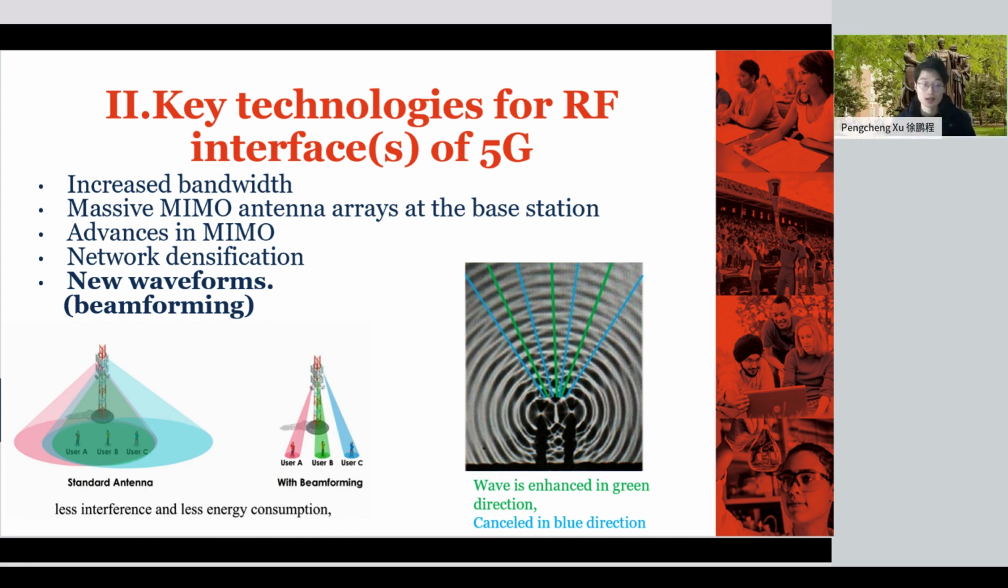It's just like a laser, and it can create a direct signal. The range of it is smaller and it can directly point to your phone. So with this technology, it will have less interference and less energy consumption.